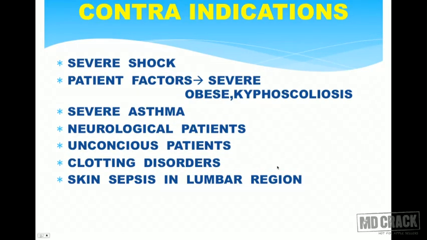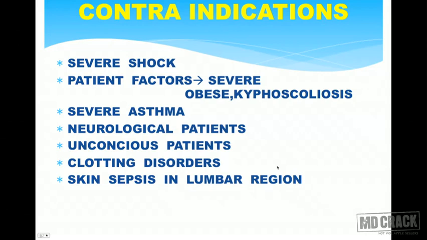What are the contraindications? Contraindications for giving spinal anesthesia are severe shock. If patient is in severe shock, this is one of the contraindications where you cannot give or administer spinal anesthesia. The other contraindications are patient factors like severely obese patients. In severely obese patients, it will be very difficult to locate the L4, L5 space because of presence of fat at the level of spine.